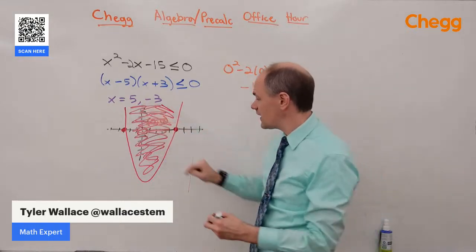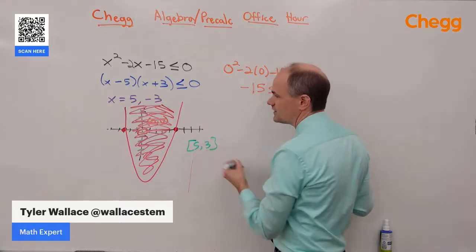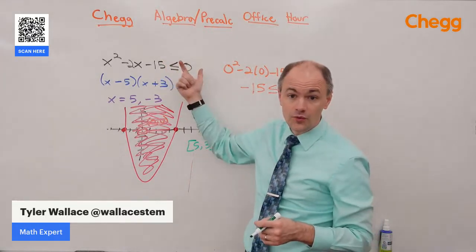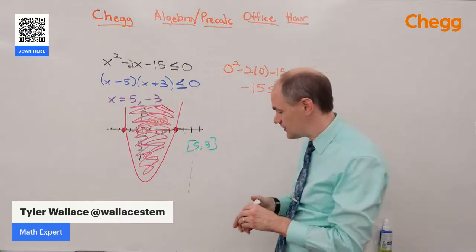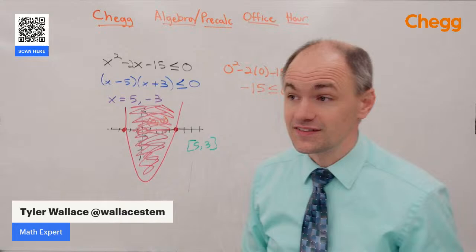So here I want to be between 5 and 3. So in interval notation, it's just going to be from 5 to 3. If this was flipped the other way, it would be outside of 5 and 3. That is how I do my graphs.